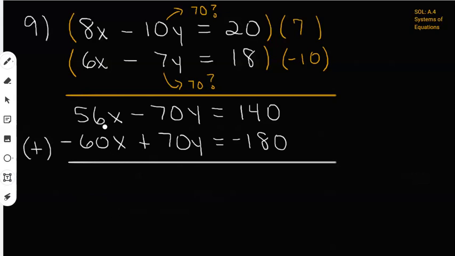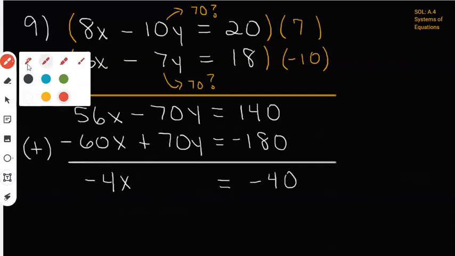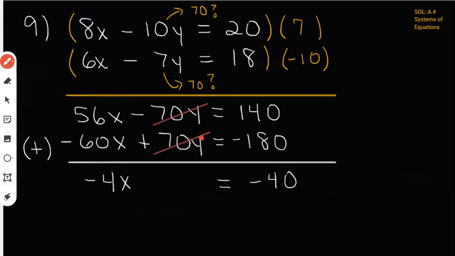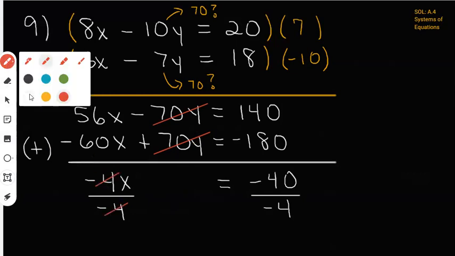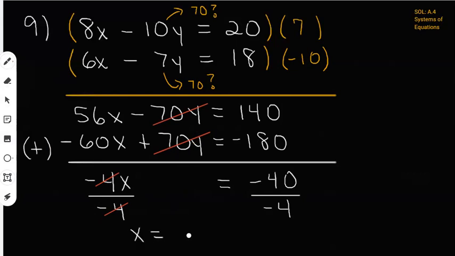So let's add the x's first. 56 plus negative 60, negative 4. The y's are going to cancel, so I don't have to worry about those. And then if I add up these numbers over here, I'm going to get negative 40. So we've eliminated the y's, right? That means that I can cross them out. So those are gone. And then the last thing I have to do is divide by negative 4. Divide by negative 4. And when I do that, I get a whole number for my answer. I get x equals 10. So I'll put a box around that since it's my final answer.